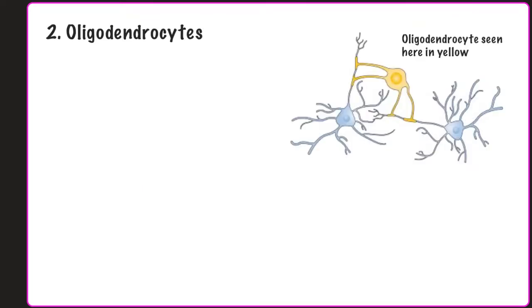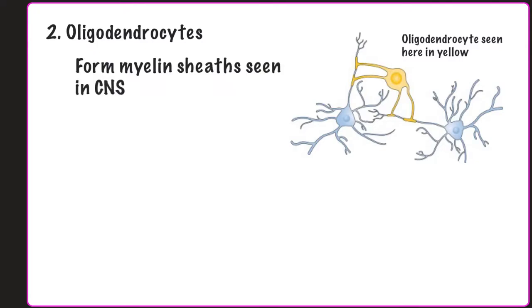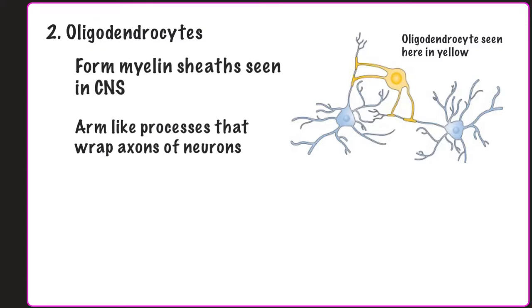Oligodendrocytes form the myelin sheaths that we see in the central nervous system. They have arm-like processes that wrap around a nerve fiber. This forms an insulating layer that speeds up signal conduction. We'll talk more later about myelination.